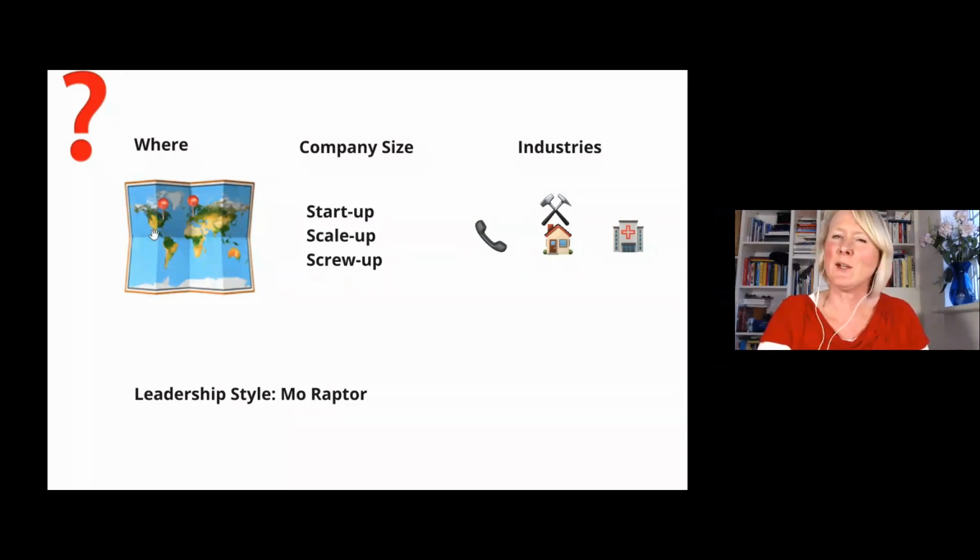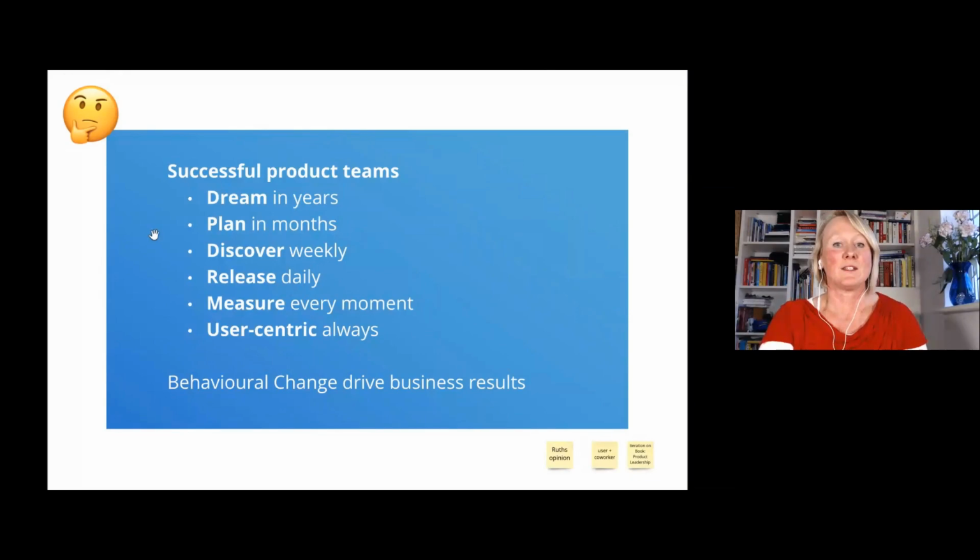So let's talk about product. So I believe that successful product teams need to dream in years. This means you need to have a product vision. You need to have the 2-3-year-old vision that guides you in everything you do. I believe that you need to plan in months. We, for example, use OKRIs, so objectives, key results, and initiatives. And I see somebody's using the Miro board and moving it. Perfect. And within these, we plan in 3 monthly iterations.